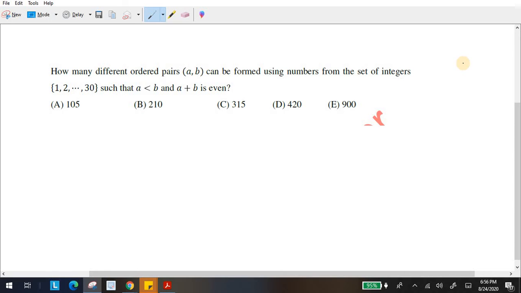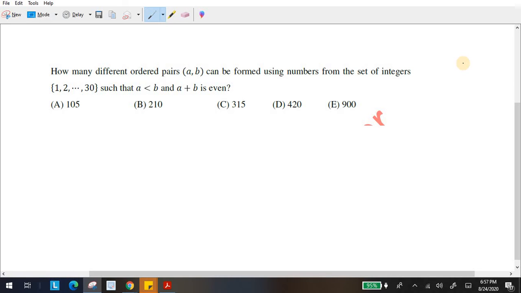Yeah. Okay. How did you do that? Can you repeat? I couldn't understand. Okay. So the first parameter was that A is smaller than B. So for any two numbers in this set, there will be two numbers, and we can organize them in whatever way such that A is smaller than B.